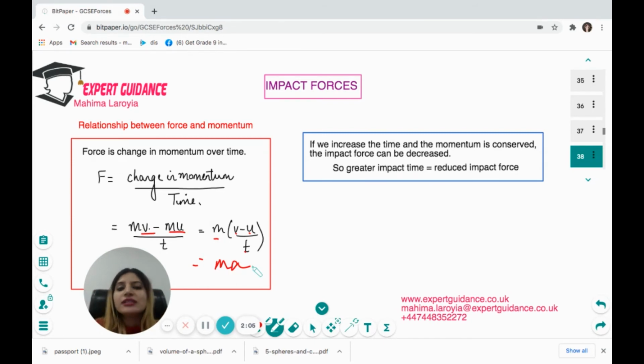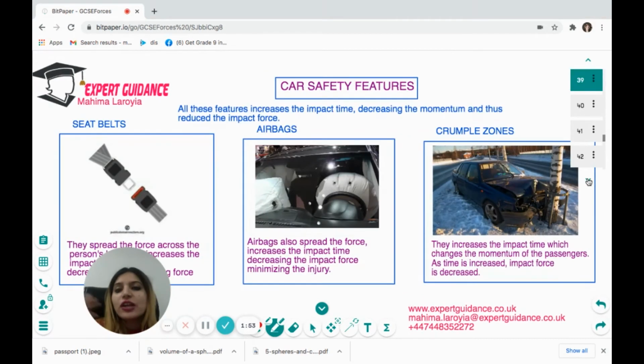Now, if we increase the time and the momentum is conserved, the impact force can be decreased. So a greater impact time means a reduced impact force. This can be used in a lot of safety features. In car safety, we have seat belts, airbags, and crumple zones. All these features increase the impact time, and thus reduce the impact forces.